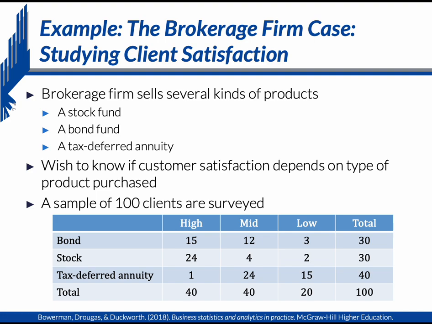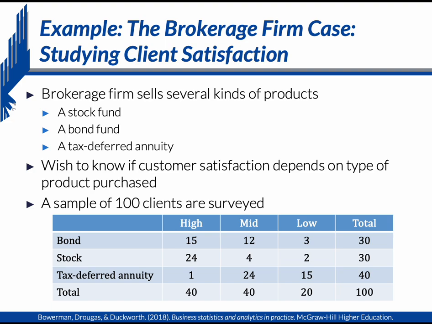Now, for the chi-square test for independence, we will consider this example of the brokerage firm case from the textbook. A brokerage firm sells several kinds of products such as a stock fund, a bond fund, and a tax-deferred annuity. The firm wishes to know if the satisfaction of the customers depends on or is related to the type of the product purchased. So they want to know, for example, if purchasing a bond makes the customers more satisfied compared to other types of funds. That's what they are trying to figure out in this particular case.